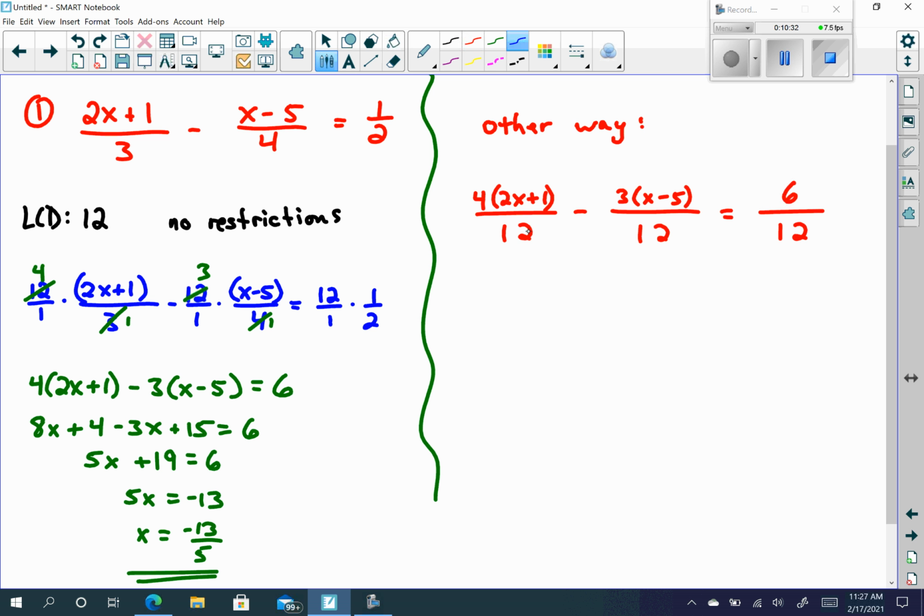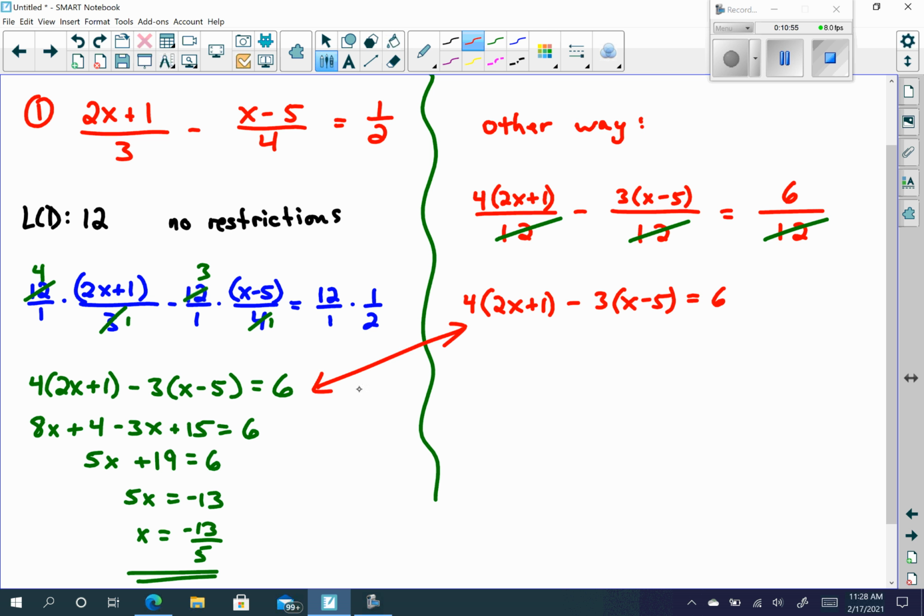So what I could do now, and it's really that I'm multiplying everything by 12, but if all my denominators are the same, I could just cross those out, and that means all my numerators have to be the same. So I could just cross all these out now, because technically I'm multiplying everything by 12. And then I'm left with 4 times the quantity 2x plus 1 minus 3 times the quantity x minus 5 equals 6. And that's this step right here.